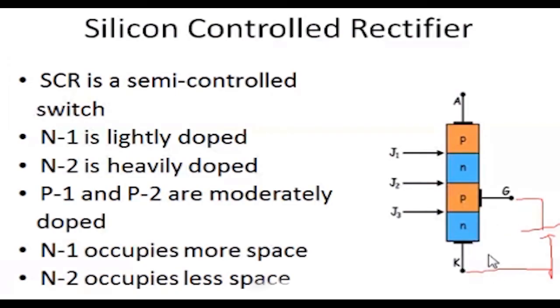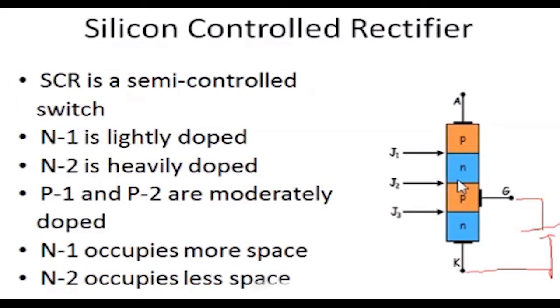What happens now? Giving voltage means giving energy. If I give energy, what happens? What is there in the N2 region? The N2 region is heavily doped, and a huge number of electrons are present in it. Now, if I give some energy, since junction J3 is a very small wall, these electrons will move to the P2 region.